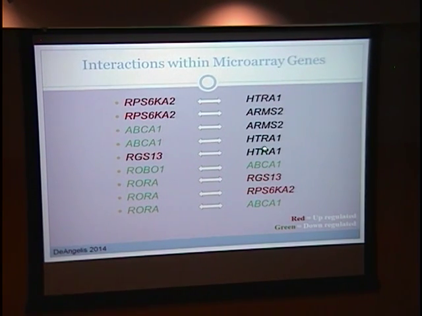HTRA1 and ARMS2, even though they're significantly associated with susceptibility to age-related macular degeneration, and they're the most strongly associated with all types of age-related macular degeneration, we do not know their function, and we do not know their pathway. So this gets us to start thinking about a pathway that might be involved with HTRA1 and ARMS2. Green means these are downregulated, and red means these are upregulated. But what does this mean? So what? These genes interact. We need to maybe figure out why they're interacting.